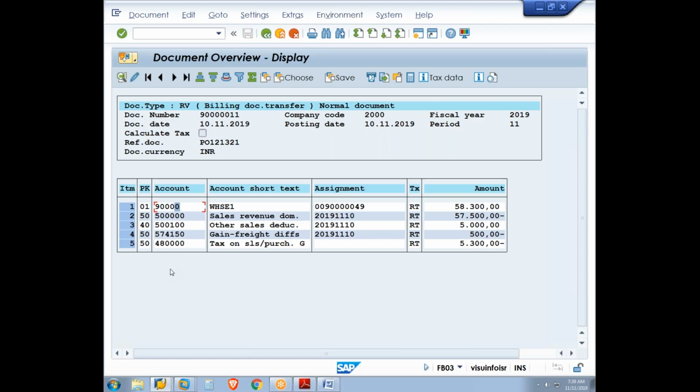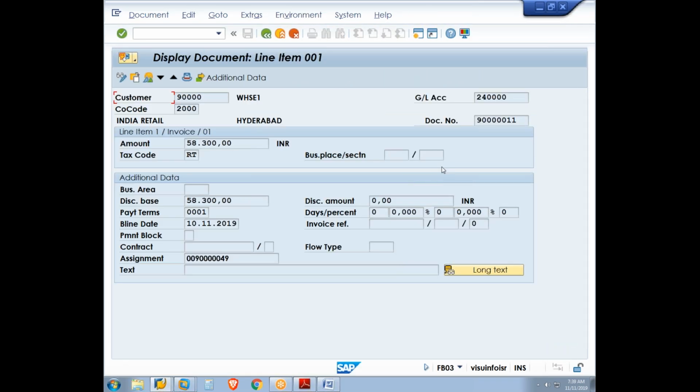So this 90,000 is basically a receivable account because you have to collect the money from the customer. And when the posting happened to 90,000, the total amount of 58,300, parallelly the amount was debited to the reconciliation account, 2,40,000. So the total amount you have to collect from the customers will be 58,300. Like this, whenever you are posting any amount to the customer account, it will be parallelly posted to the reconciliation account.